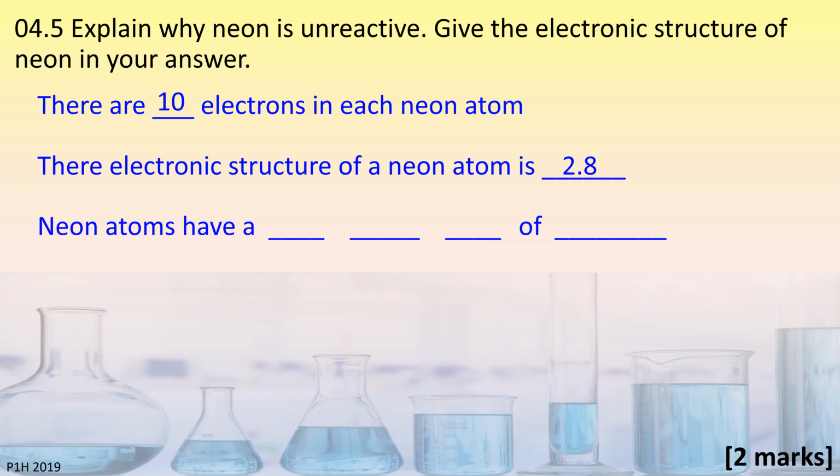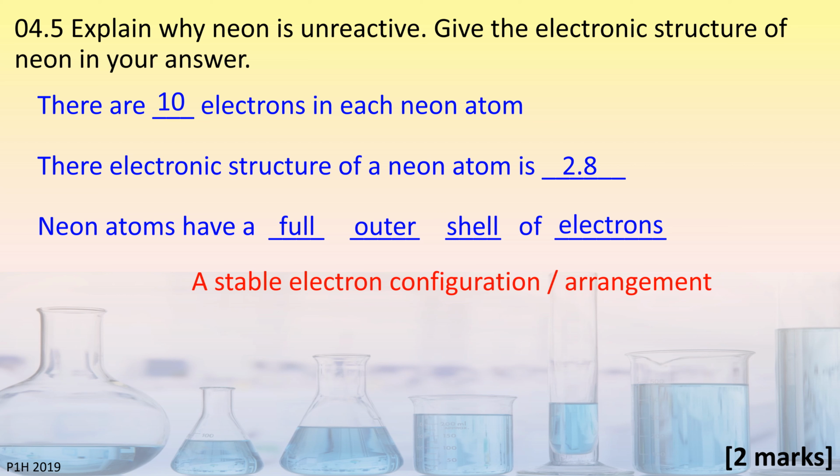So we can say that neon atoms have a full outer shell of electrons. So they are unreactive because they don't need to share or transfer electrons in order to gain a full outer shell. So that will get you the 2 marks. You could have also said there's a stable electron configuration or a stable electron arrangement. So neon has a stable electron configuration, or 2,8 is a stable electron configuration.